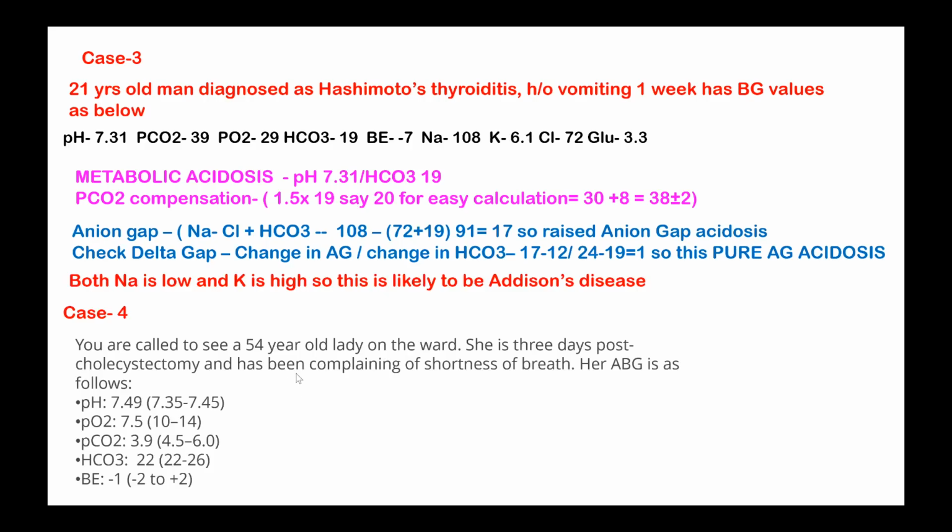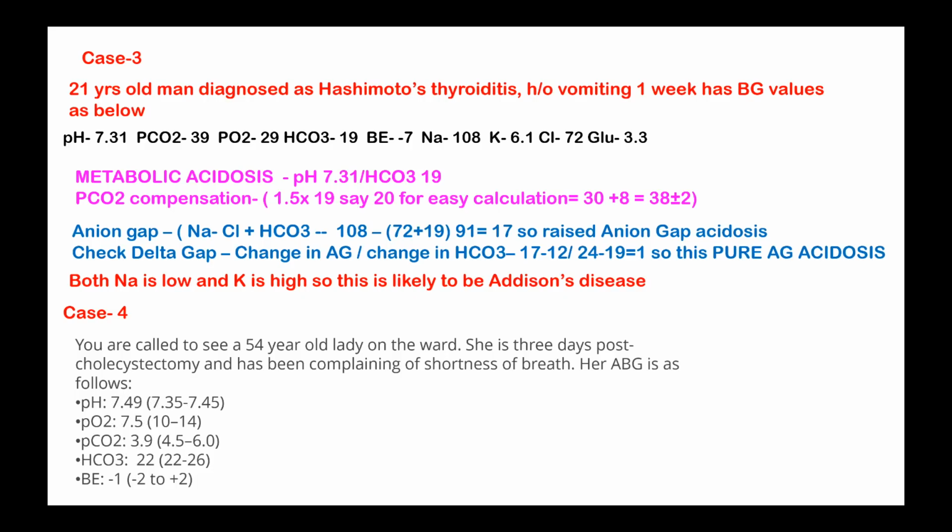Now you are called in to see a 54-year-old lady in the ward. She is 3 days post cholecystectomy and has been complaining of shortness of breath. Her ABG is as follows. pH is alkalotic, PCO2 is low, bicarb normal. So what is the interpretation? Respiratory alkalosis, partially compensated.